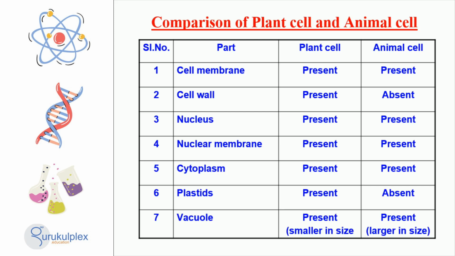In addition, plant cells have a smaller vacuole compared to that of animal cells, as well as differences in the size of the nucleus and the presence of the cell wall and plastids. This comparison clearly highlights the differences between plant and animal cells.